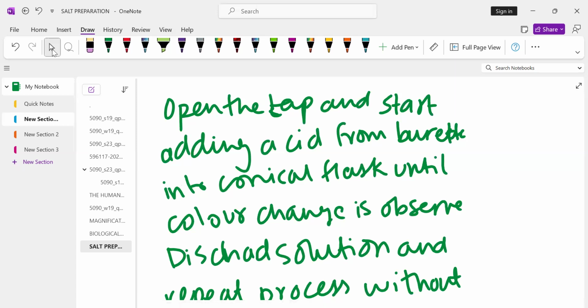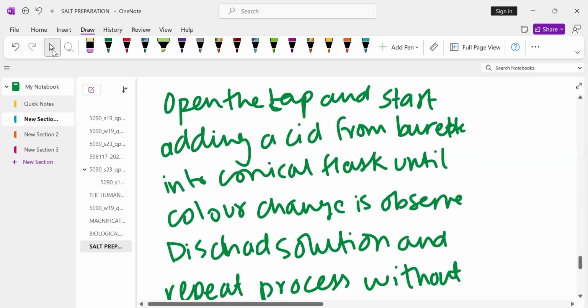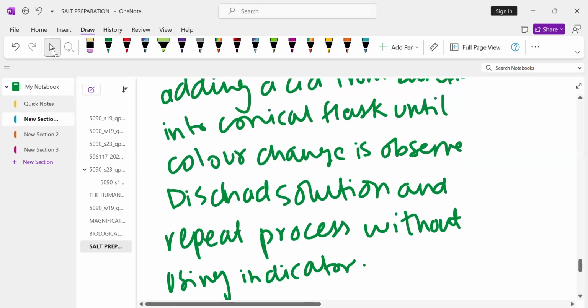Now open the tap and start adding the acid from the burette. Acid is in the burette, and the burette measures 50 ml or 50 cm cube of volume, and the smallest division of the burette is 0.1 ml or cm cube. Open the tap and start adding acid from the burette into the conical flask until the color change is observed.